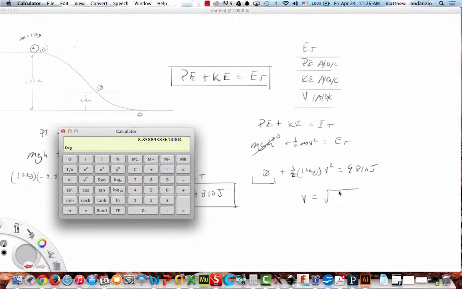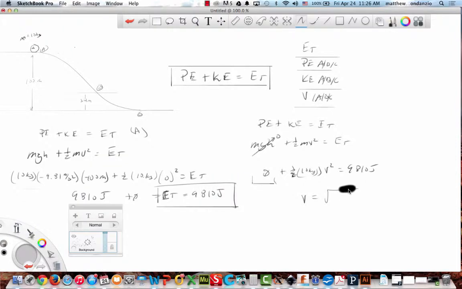You did an extra step. 9810 divided by 5, oh, divided by 10, I'm sorry. Divided by 5 is 44.29. So it's 44.29 meters per second, right? And this is all for C.